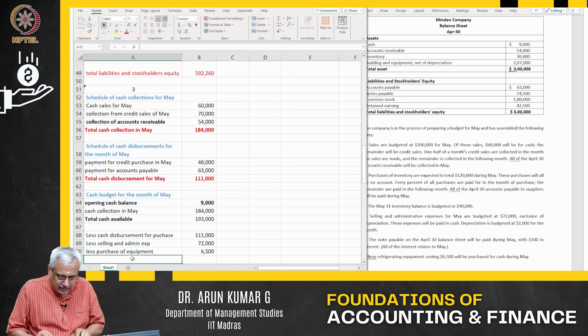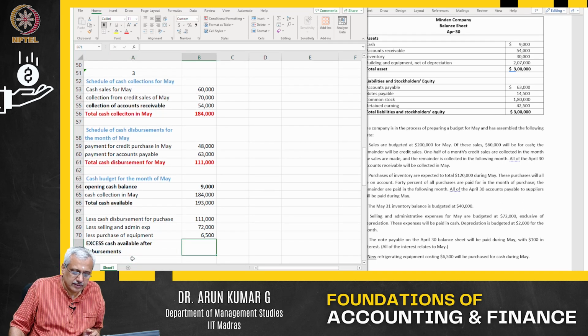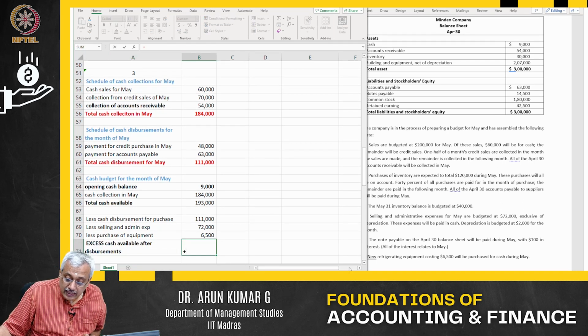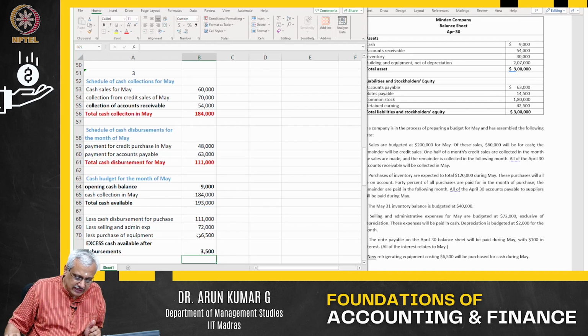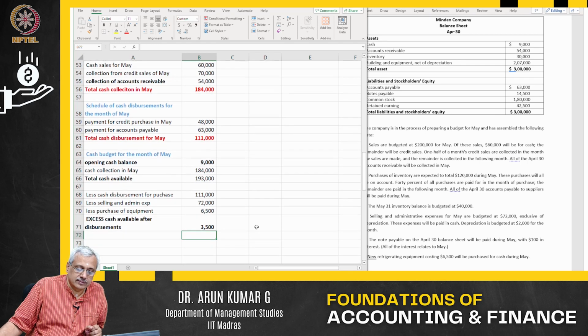So, let us look at excess cash available after disbursements. We will come back to the interest. This is the cash available. This is the cash I paid for purchase. This is the cash I paid for admin. This is the cash I paid for equipment. So, this is the excess cash that is available.